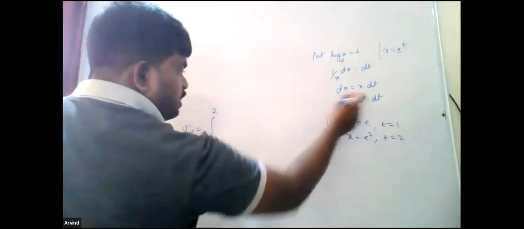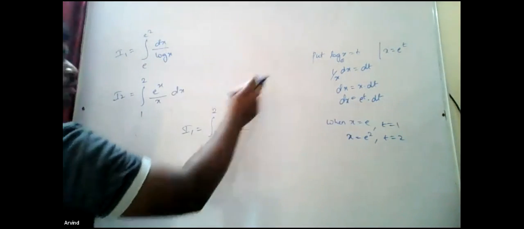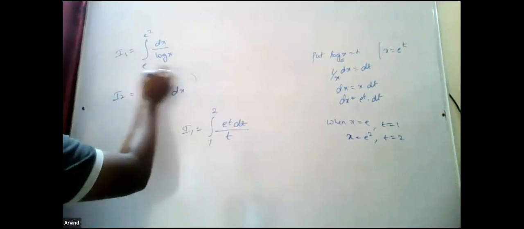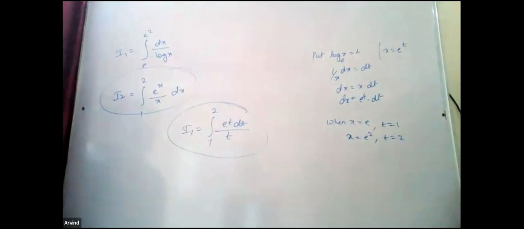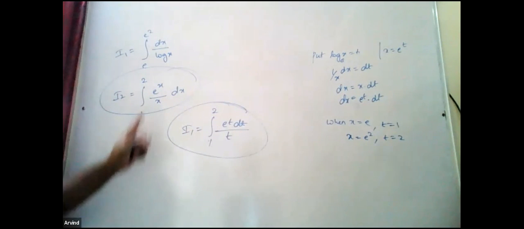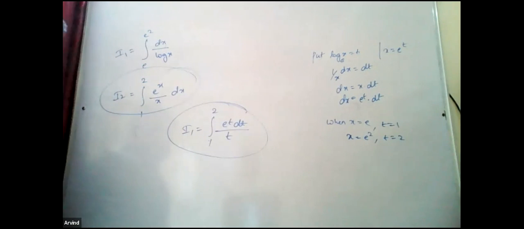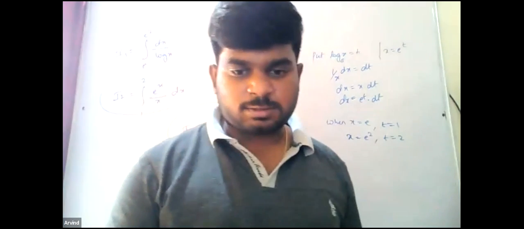dx is e power t dt divided by log x, which is t. It is exactly like this, isn't it? Doesn't matter whether it is x or t, the final answer will be the same. Both are the same. When you substitute in I1, both became the same. So I1 is equal to I2. That's the answer.